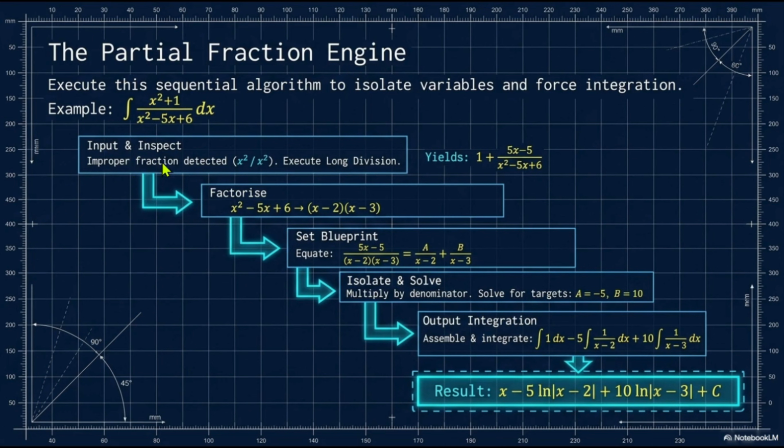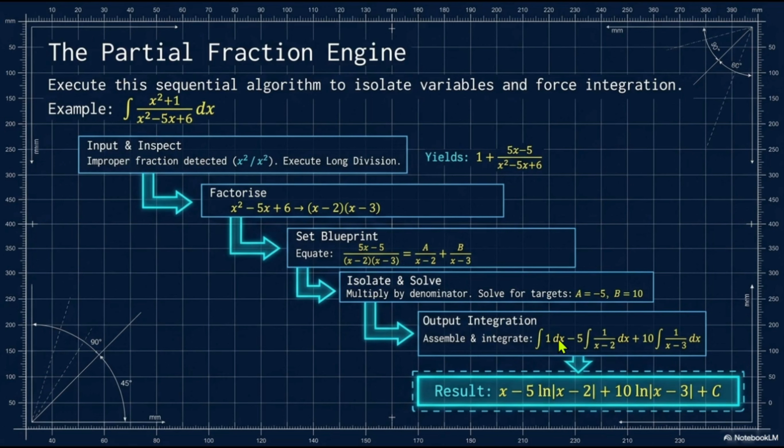What we can do: improper fraction detected, since x squared over x squared, execute long division. If the power in the numerator is greater than or equal to the denominator, we have to divide. So it is 1 plus (5x minus 5) over (x squared minus 5x plus 6). When we factorize, it will be (x minus 2) and (x minus 3). We can write A upon x minus 2 plus B upon x minus 3.